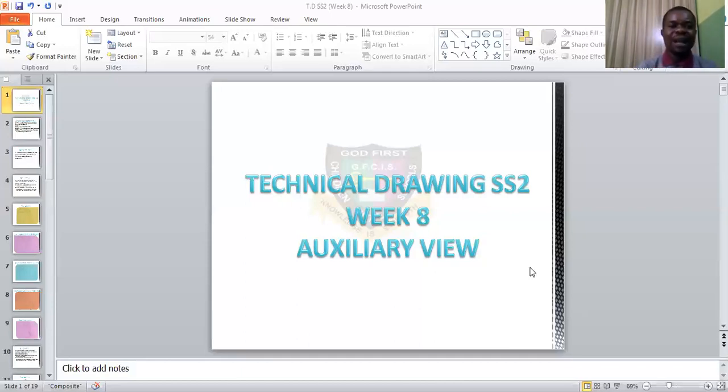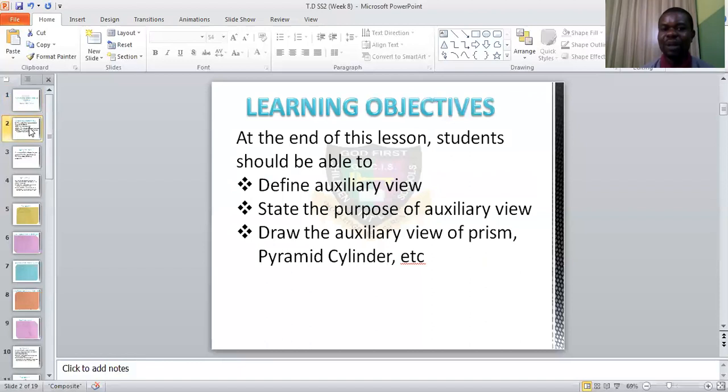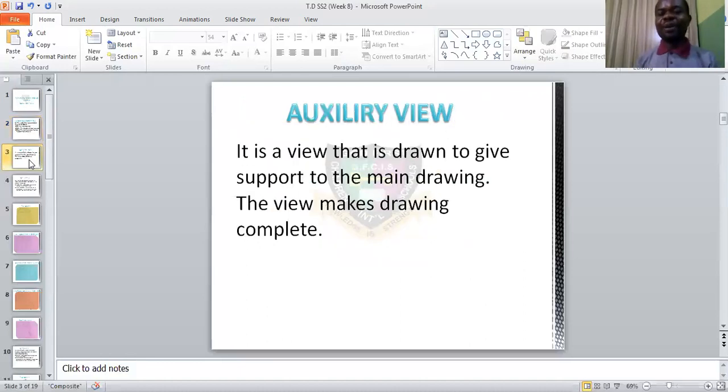So let us look at what we want to achieve for today, like we normally do. At the end of this lesson, you should be able to define auxiliary view, state the purpose of auxiliary view, then draw the auxiliary view of prism, pyramid, cylinder, and so many others. These are the views that I want to draw today. Let us have auxiliary view.